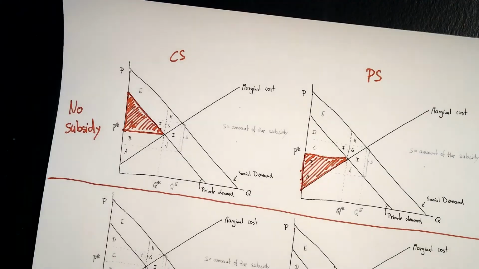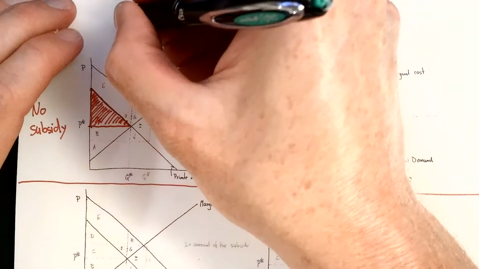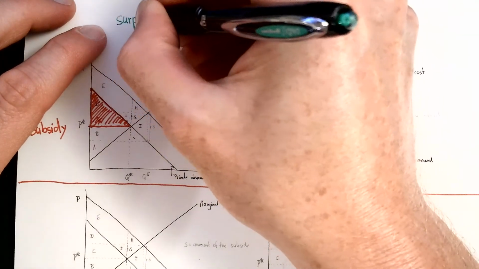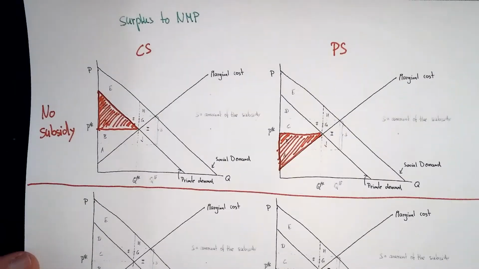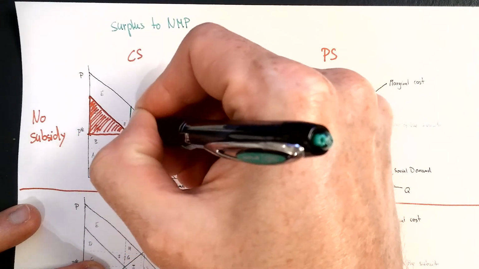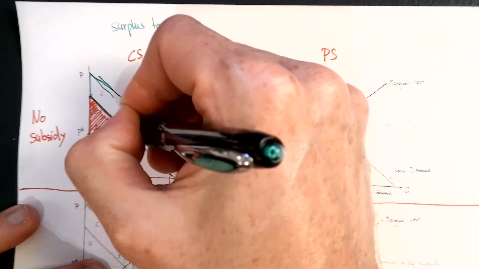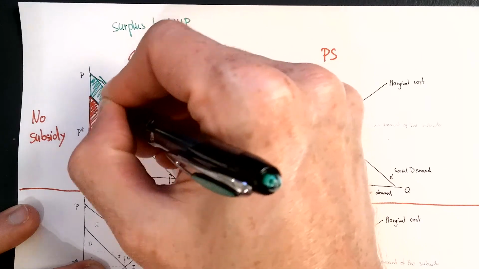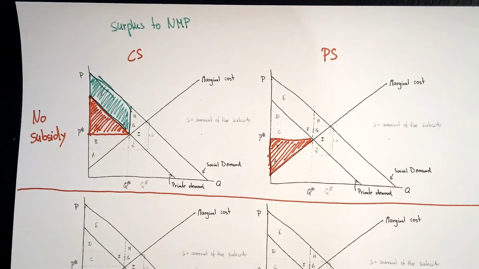But note that it doesn't stop here, because since we have a positive externality, we also have the surplus to non-market participants. This surplus to non-market participants is this green area here.